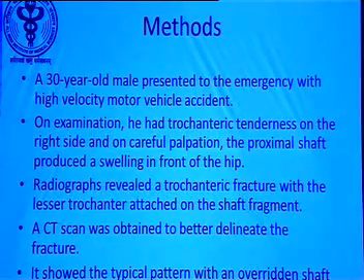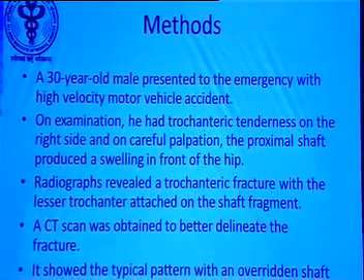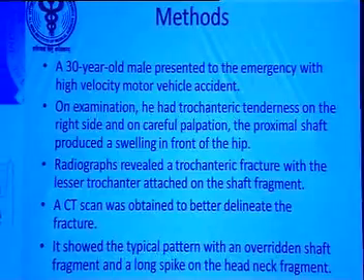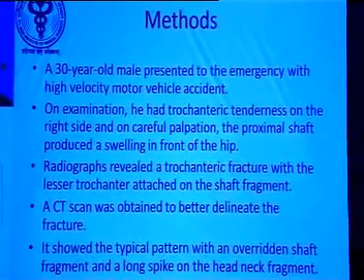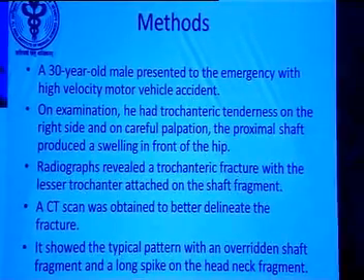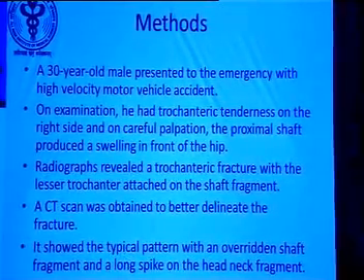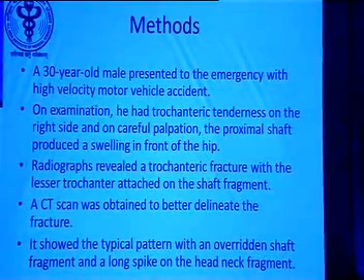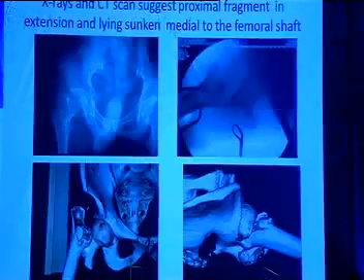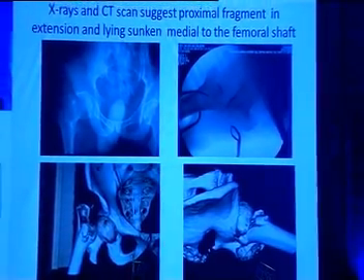A 30-year-old male presented to the emergency with a high velocity motor vehicle accident. He had trochanteric tenderness on the right side, and on palpation we could feel a swelling in front of the hip. The radiographs revealed a trochanteric fracture with the lesser trochanter attached to the shaft fragment. A CT scan was obtained to better delineate the fracture. It showed the typical pattern with an overridden shaft fragment and long spike on the head and neck fragment, as you can see on this X-ray.